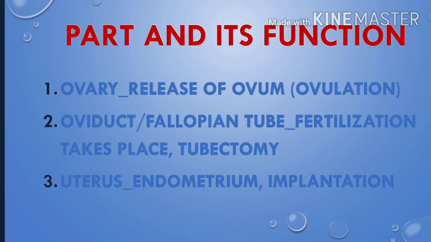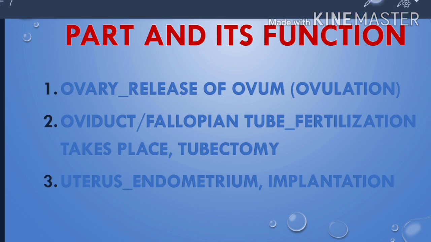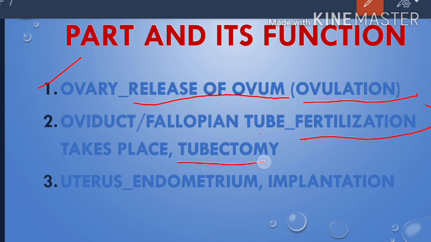Parts and functions, we can simply remember this way. Ovary, what is the main function of the ovary? Release of ovum, and it is called ovulation. Release of ovum from the ovary is called ovulation. Oviduct or fallopian tube: fertilization takes place in the fallopian tube. Tubectomy: the small portion of the oviduct removed in this surgical birth control method is called tubectomy.